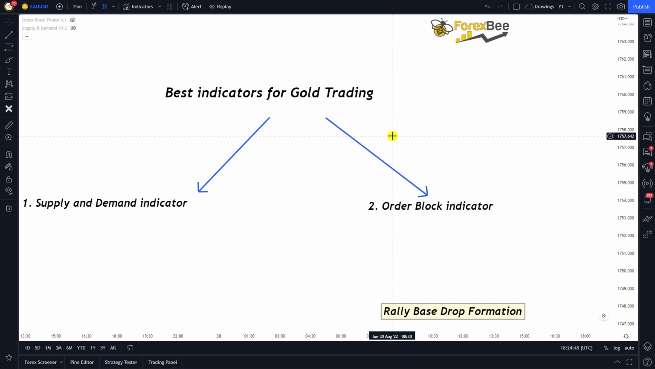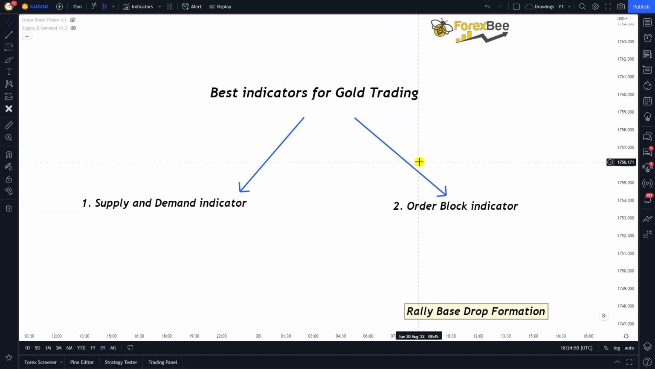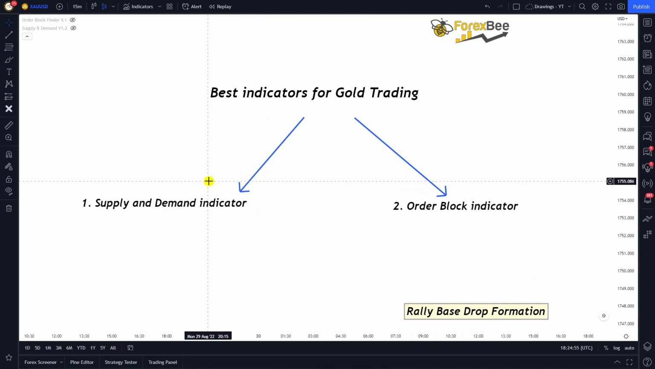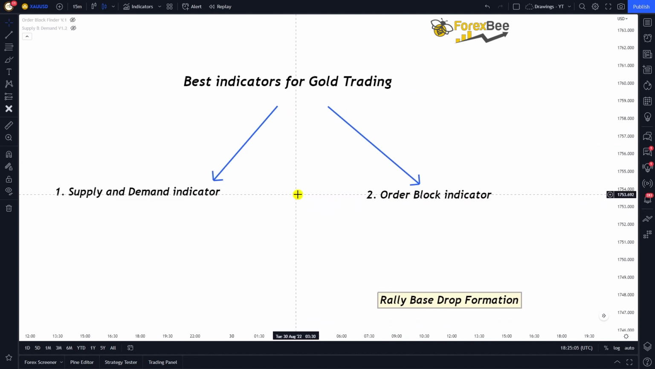Hey guys, welcome back, and today in this video we're going to go over the two best indicators that you can use in order to trade in gold. And in this video we're going to go over the exact strategies that we use for profitable trading in gold and how these supply and demand indicator and order blocks indicator works. And also we're going to go over what are the advantages and what are the benefits of using these indicators while trading in gold.